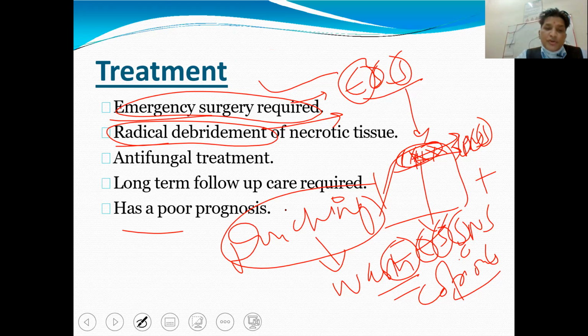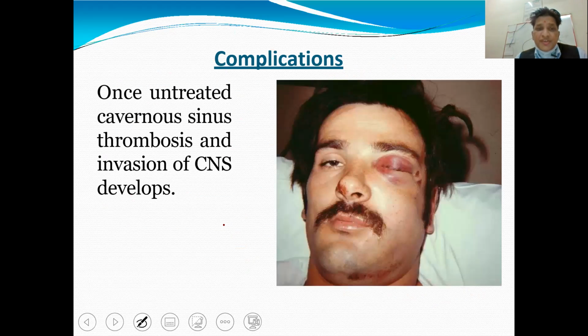So obviously it has a grave or poor prognosis, because the encroachment sometimes goes even up to the deep structures of the brain parenchyma, and the patient goes into loss of consciousness, and unresectable disease will obviously lead to a poor prognosis, and you can say death even. So this is a typical presentation of an orbital extension of the fungal element.